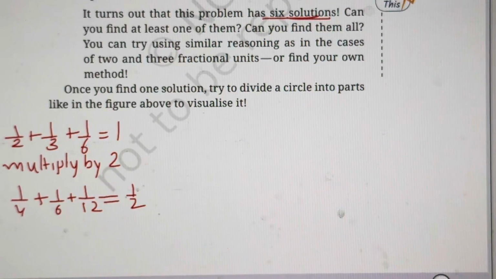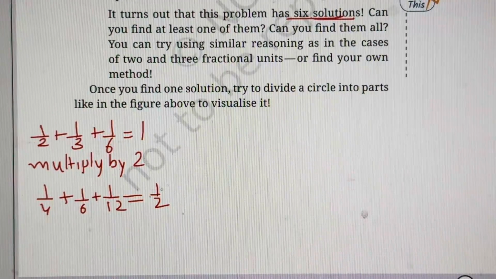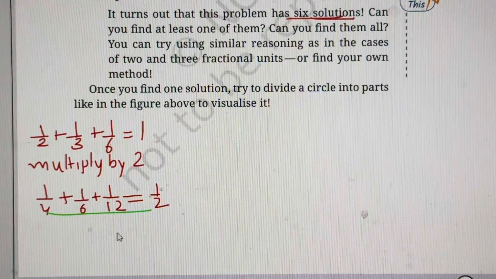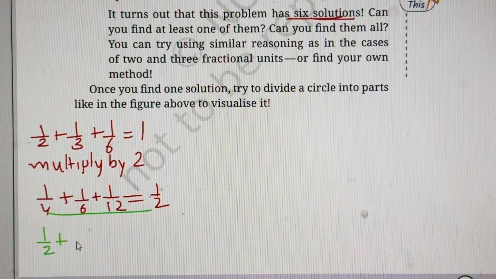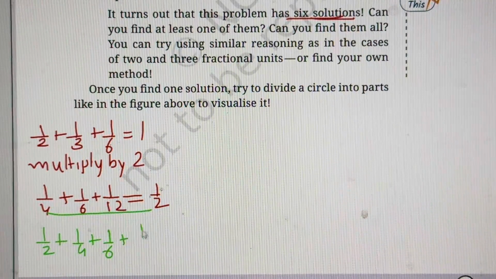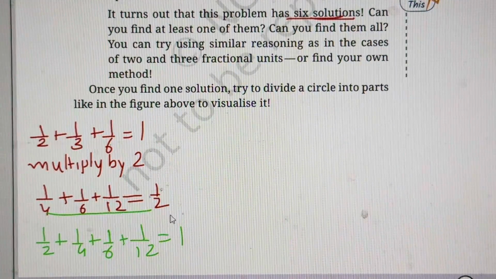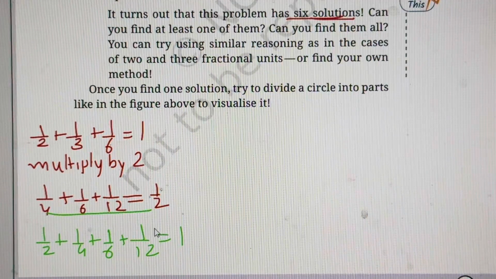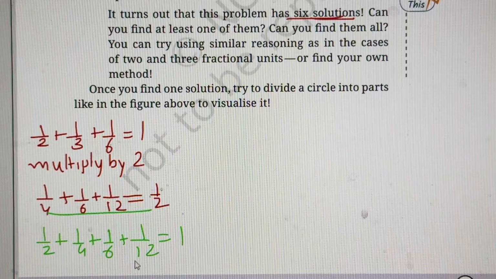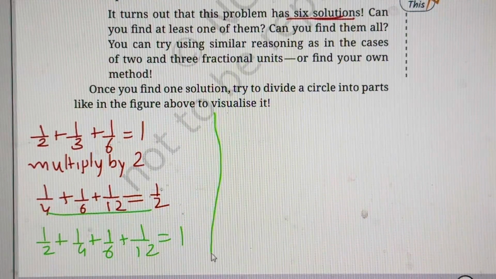So now these are the 3 fractional units which add up to half. If we add half to this, it becomes 1 full, because half plus half makes whole. So what is happening here? Half, and these 3 make half. So half plus half, that is 1 whole. So we have got 4 different fractional units to get 1 whole. This is one of the solutions.